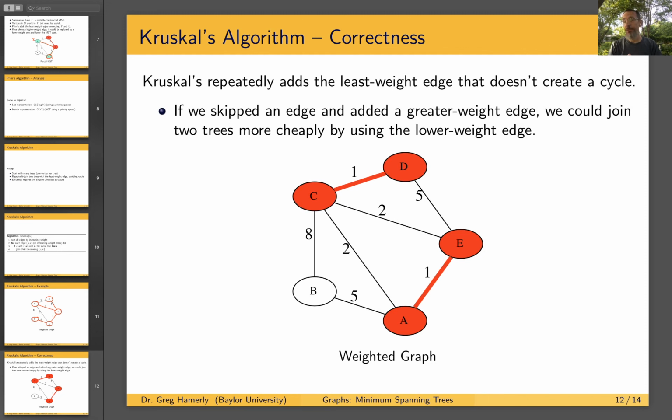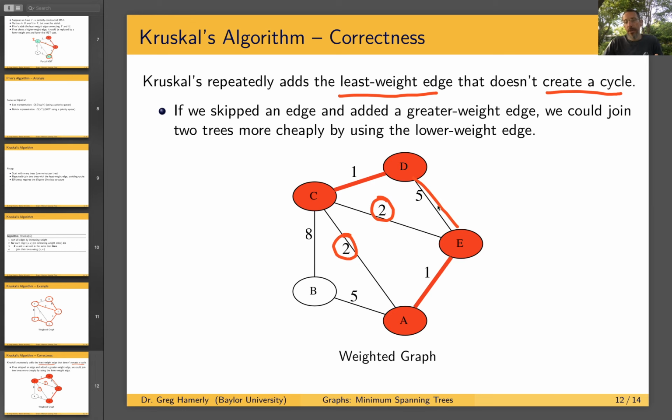The correctness argument for Kruskal's algorithm is that Kruskal's repeatedly adds the least weight edge that doesn't create a cycle. Okay, so this example is slightly changed here. I've changed what was a 5 to a 1. But the argument here is that if at this stage in the algorithm we had created the trees CD and AE and B by itself, and we skipped an edge and added a greater weight edge, so what do we mean skip an edge? Well, suppose that we skipped this 2 and this 2 and we added this 5 instead, okay?